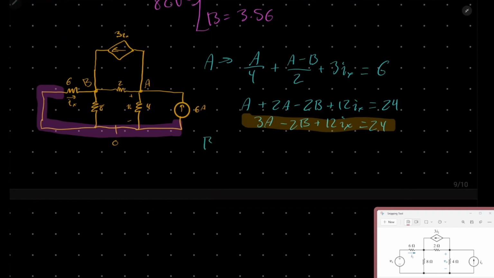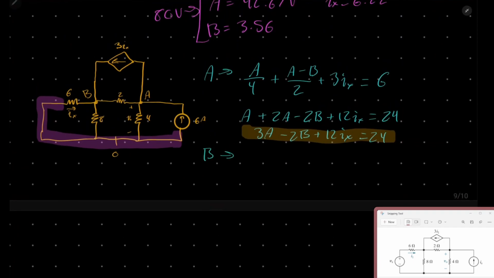Now we'll move on to B. So let's start off, we'll have B over 6, starting off right here, plus B over 8, plus B minus A over 2, plus, and now since this dependent source right here is going into B, it'll be on the right. So equals 3ix.